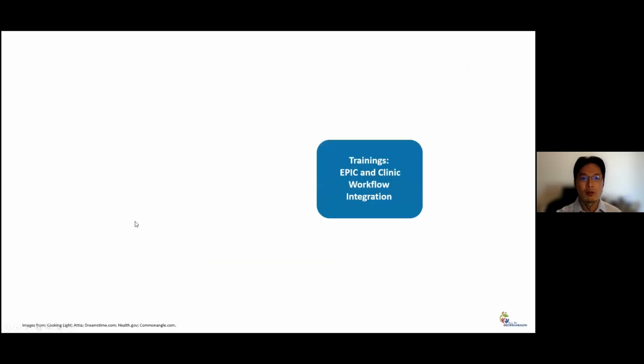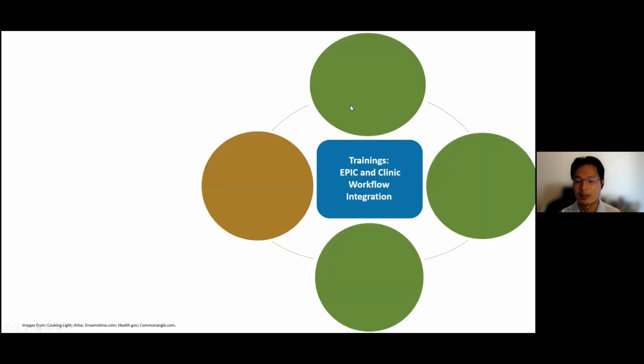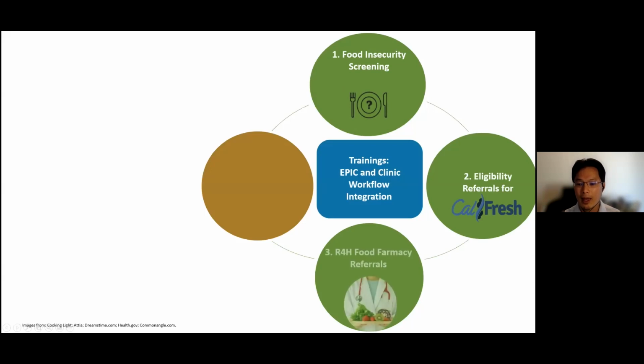In terms of what we're doing, the roadmap, we are in training mode right now. And you've received trainings on how to do the workflow in Epic and just your clinic workflow. So what that's looked like is really 4 sections. Workflow training on how to do this in Epic. That was on how to screen for food insecurity. So hopefully you've gotten that. If you haven't, you'll get a little refresher here. How do you do the workflow for eligibility referrals to CalFresh? And then the workflows for the R for H food pharmacy referral. And then the final workflow is the workflow for behavioral pharmacy referrals.